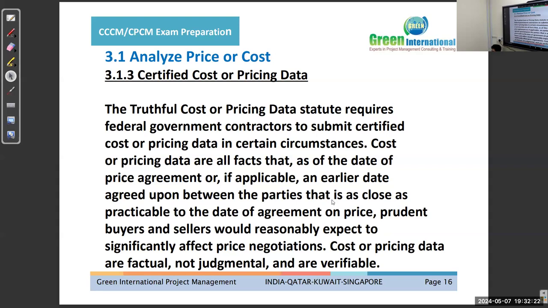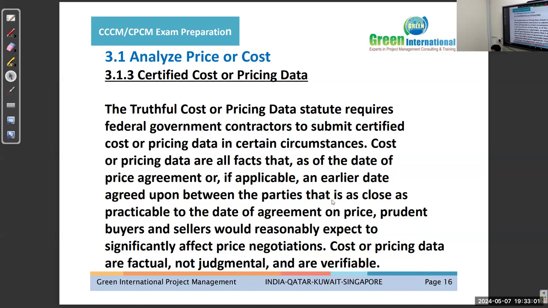3.13 Certified cost or pricing data. The truthful cost or pricing data statute requires federal government contractors to submit certified cost or pricing data in certain circumstances. Cost or pricing data are all facts that, as of the date of price agreement, or an earlier date agreed upon between the parties that is as close as practicable to the date of agreement on price, prudent buyers and sellers would reasonably expect to significantly affect price negotiation. Cost or pricing data are factual, not judgmental, and verifiable.